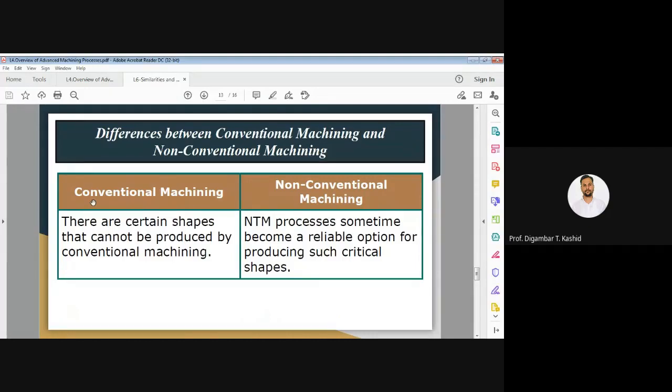Then, in conventional machining processes, there are certain shapes that cannot be processed. They are called integrated shapes. Such shapes can't be produced using conventional machining, and non-conventional machining sometimes becomes a reliable option for producing such critical or integrated shaped workpieces.